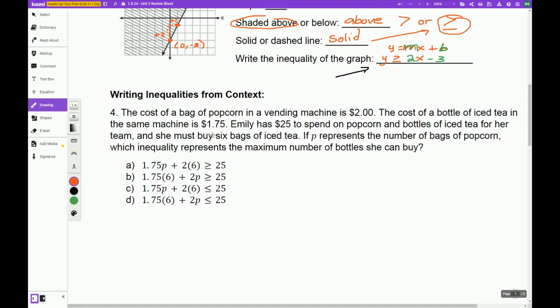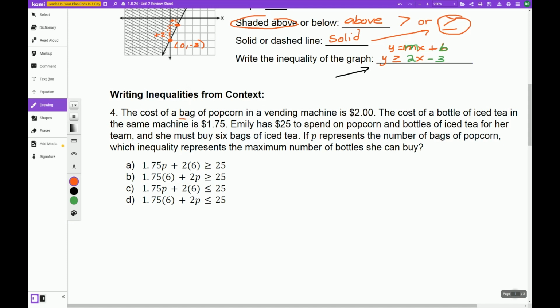So in the second read, we're going to look at any quantities. Oh, wait, first of all, we are talking about a vending machine. In the vending machine, there's popcorn, probably those microwavable kinds, and you have iced tea as well, and she has to buy popcorns and iced teas. On the second read, we're going to underline any numbers or quantities and possibly what they represent as well.